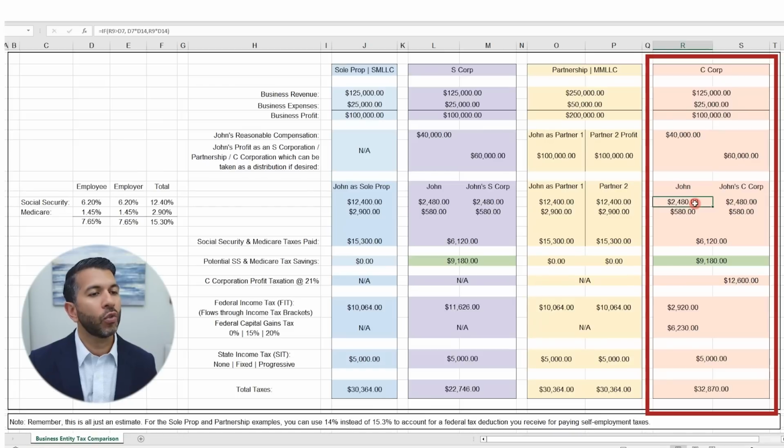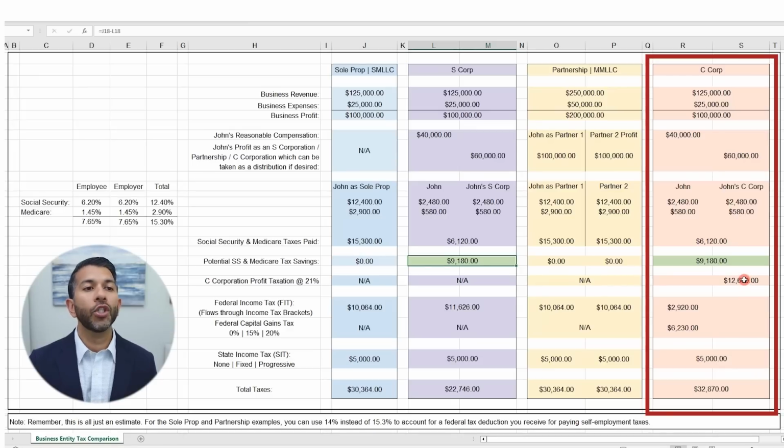You pay 12.4%, but that's broken up between 6.2% for John and 6.2% for John's C corporation. And then for Medicare, it's 1.45% for John and 1.45% for John's C corporation, okay? So that's $6,120, which, like you see, is just like the S corporation. So when you look at this at first glance, you're like, okay, Navi, well, this entity can save me the same amount of Social Security and Medicare taxes that the S corporation does. And you'd be right. But here's where things start to differ.